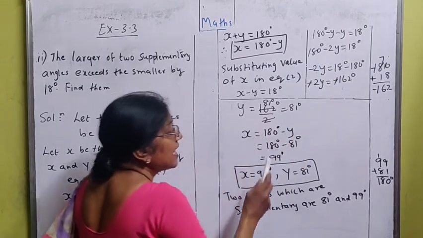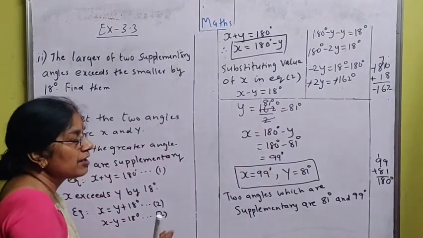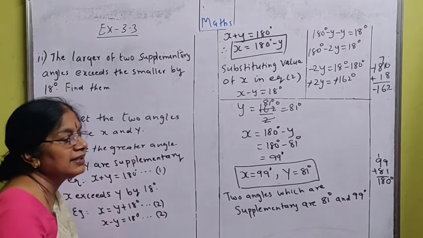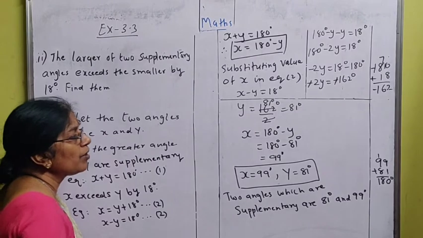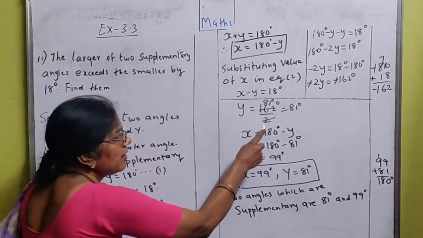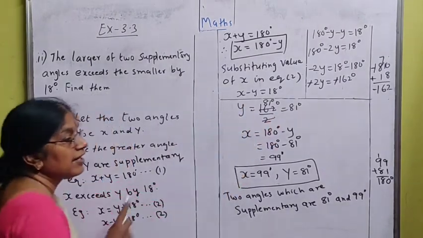Both the sides, the minus sign is there. I told you, as per the rule, the sign gets cancelled. 2y is equal to 162 degree. Y is equal to how much? 162 degree divided by 2. That is equal to 81 degree.